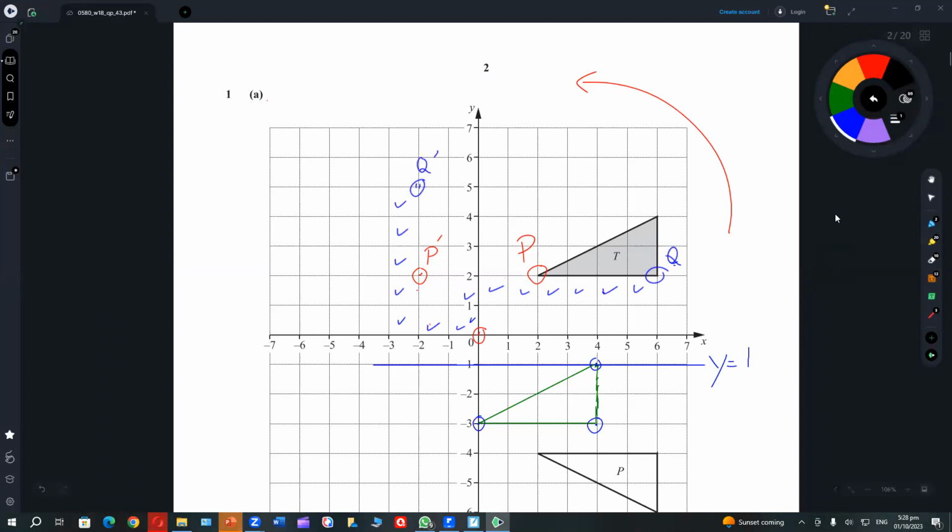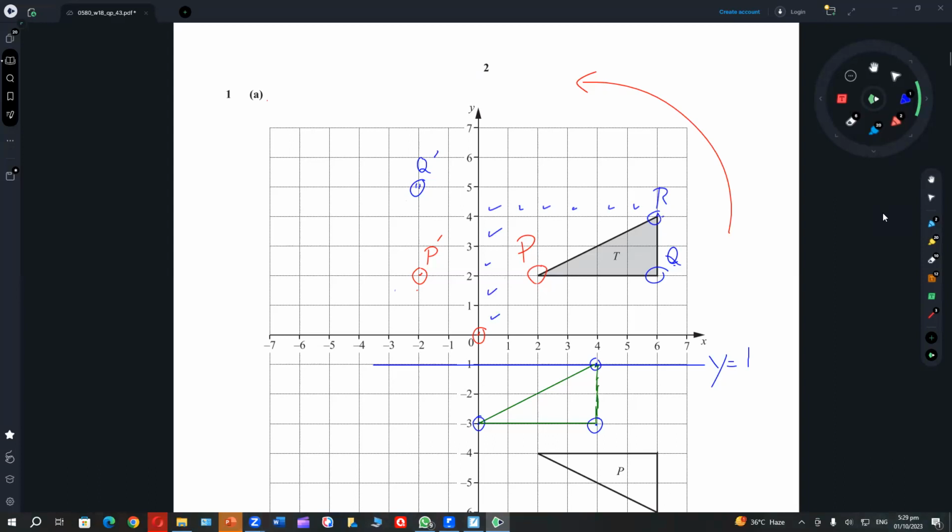Then R prime will be at (-4, 6)? Let me call the third coordinate R. 1, 2, 3, 4, 5 horizontal, and 1, 2, 3, 4 vertical. So swap it: horizontal 4, vertical 5. This is R prime.